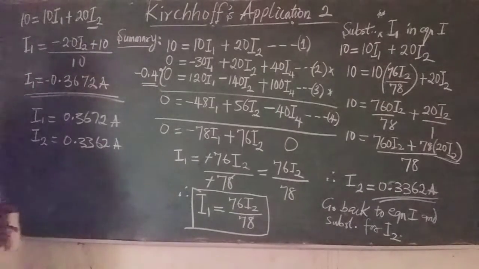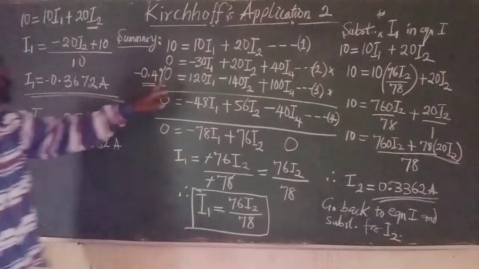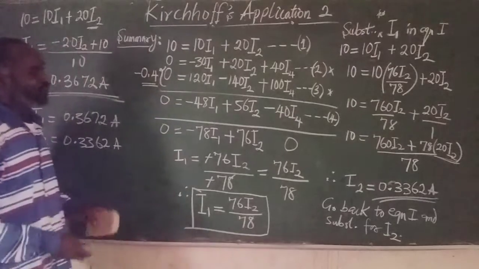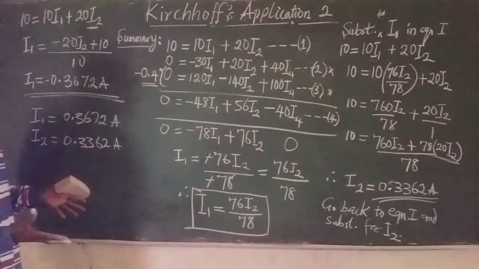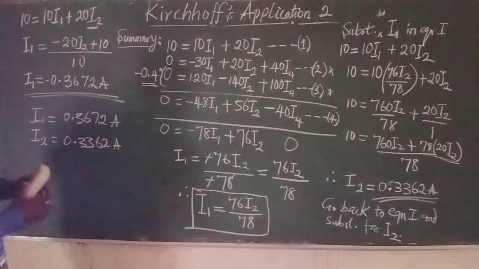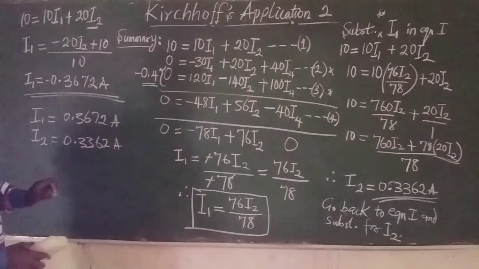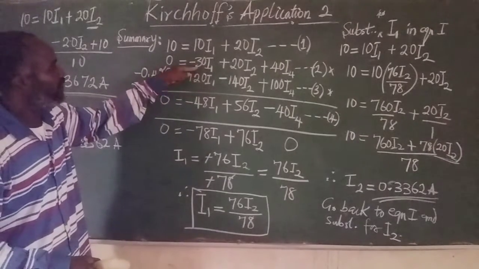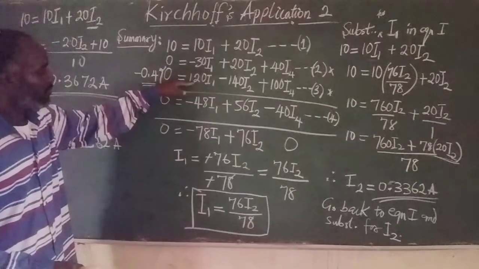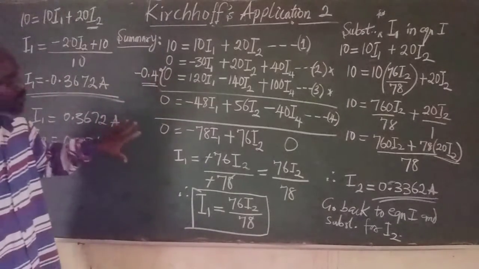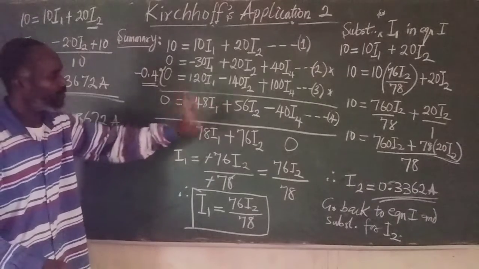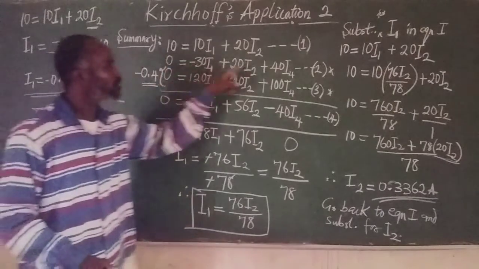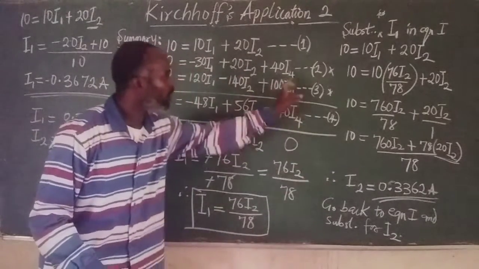So how do we now find current 4? We are looking for current 4. Since we have found all these things, that's the next thing we need to ask ourselves. How do we find current 4? We are going to find current 4 by reusing our previous equations. We can use either this or that. Well, let's use equation number 2 to find current 4.